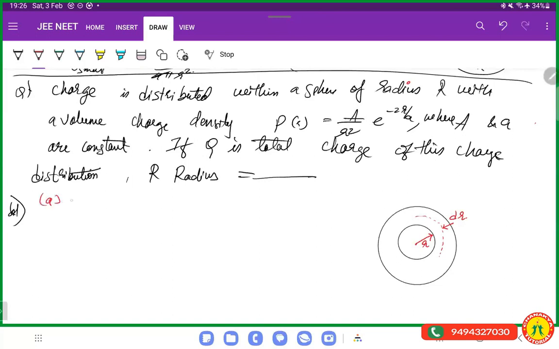Options: A log 1 minus, keep options like this. B, R equals to a by 2 log 1 by 1 minus Q by 2 pi a e.